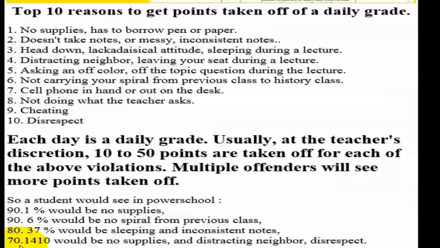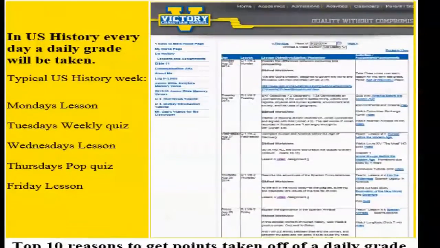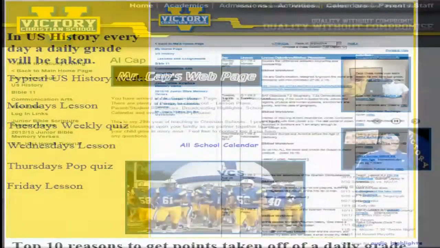The last one right here, 71, 4, 10. And so 1 would be no supplies, 4 you're distracting your neighbor, and 10 you're giving the teacher talk back and disrespect. And so you can see all of those would be reasons why your daily grade would decrease in the fact that in United States history, every day a daily grade will be taken.